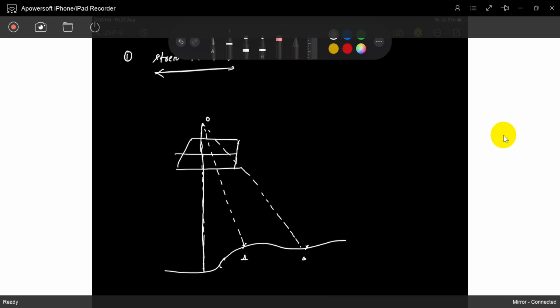Like this. See one thing. So A image is somewhere here. B image is somewhere here. You can take it on the plane, on the photograph. So you can observe it. This is XA. This is XB. So this is YB. This is YA.